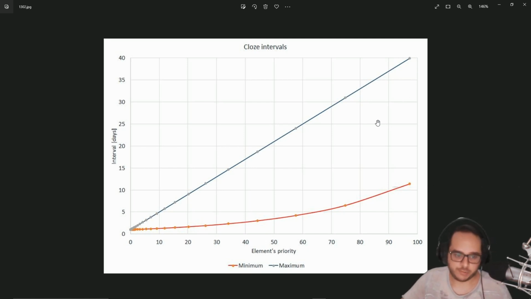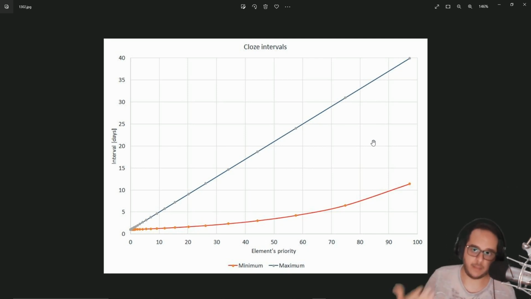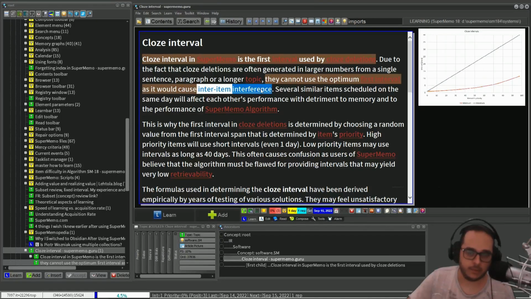I used the other extreme. I used a priority of 0%. That means that it could be just one day, or one day only. If I set it to 10 or 5, I could have 2 days, 3 days, and so on. You get the point, right? So the lower the priority, the larger the interval of randomness. And that's why you want a high degree of randomness, because you want to avoid the inter-item interference.